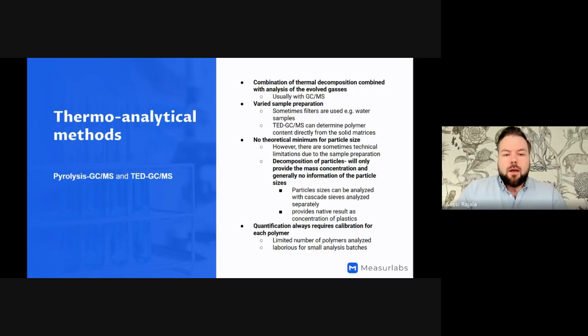The particle size data can be analyzed if cascade sieves are used in the sample preparation, though this is quite uncommon, I'd say. And also sometimes these methods can be combined with, for example, µFTIR, which would provide the particle size information.